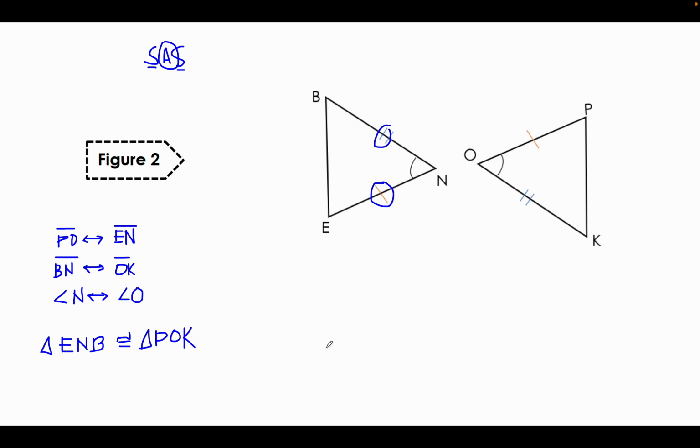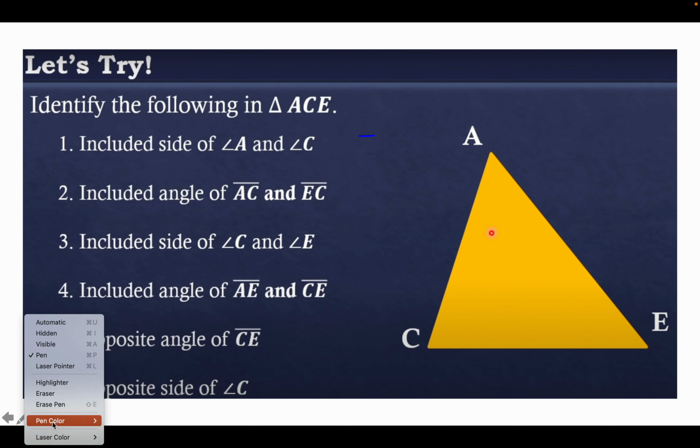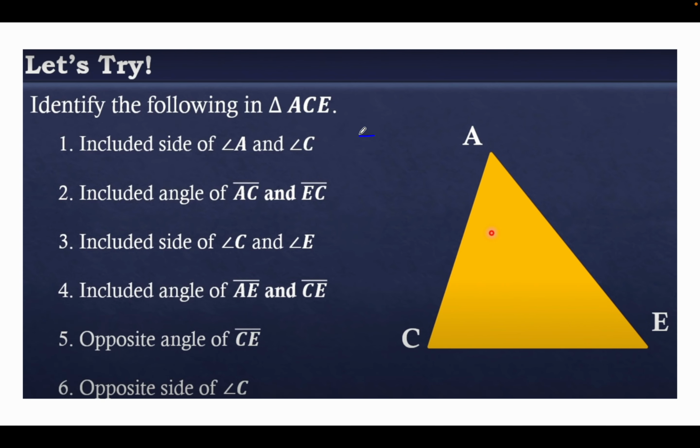Then let's proceed. So let's try this one. Identify the following in triangle ACE. Number 1, included side of angle A and angle C. What is the included side of angle A and angle C? Anybody? Side AC po, sir. Side AC. Okay? Let me change the color of my pen. So we have side AC, or CA. Both are correct.